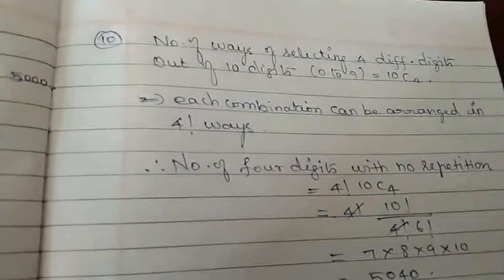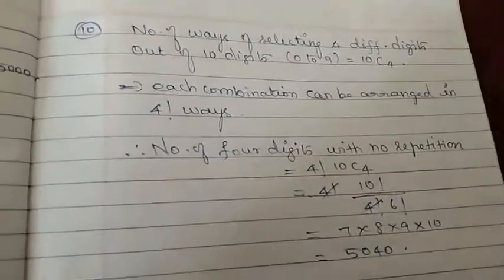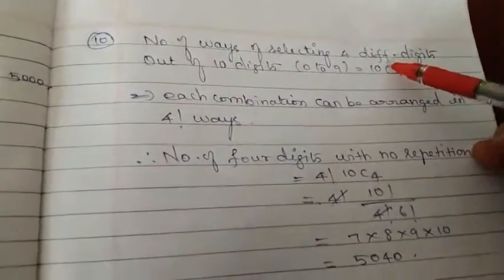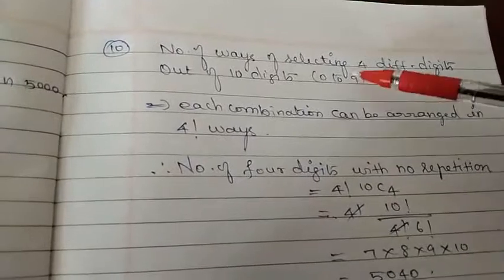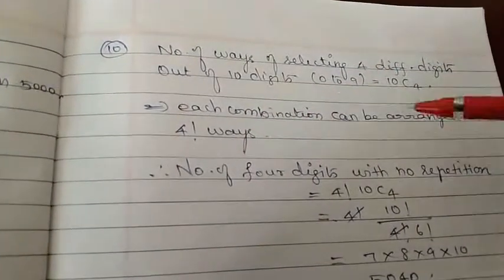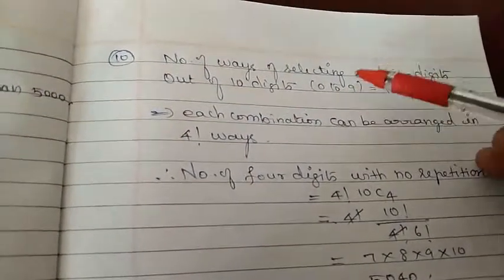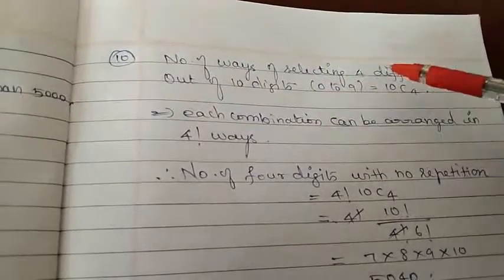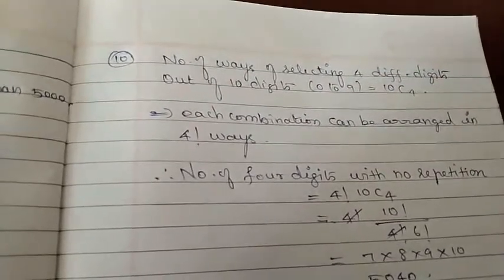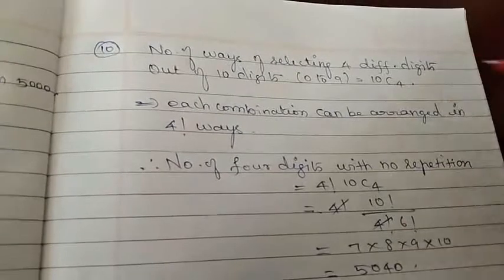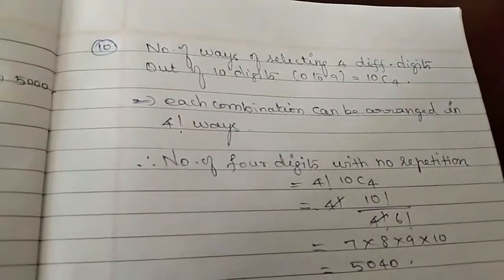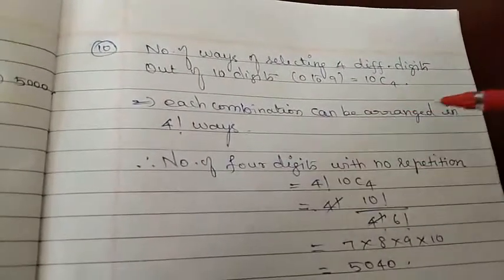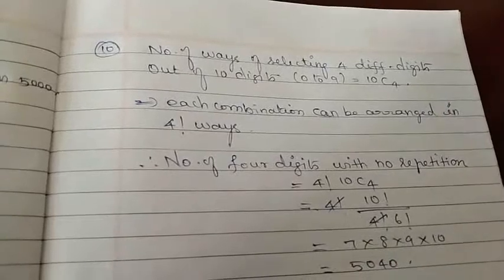Right? So first we have to find the total number of ways of selecting 4 different digits, because the repetition is not allowed. 4 different digits out of 10 digits. 10 digits are 0 to 9. So out of these 10 digits, we have to choose 4 digits. So how many ways? 10C4. Right? Now each combination can be arranged in how many ways?